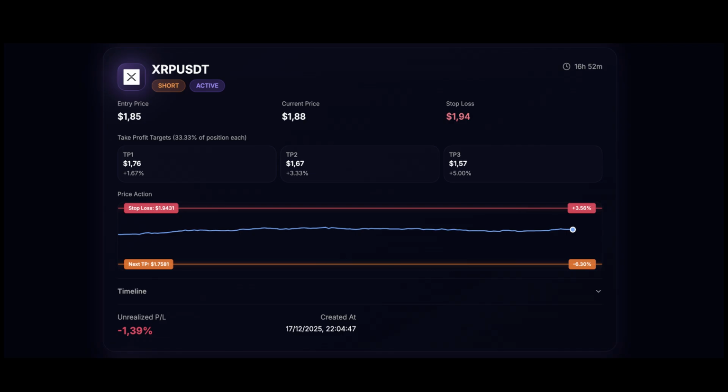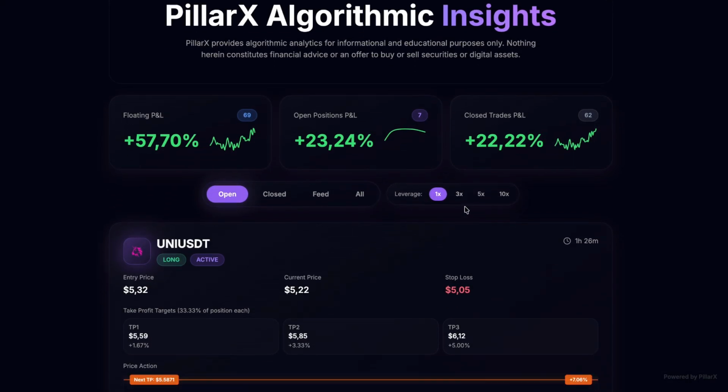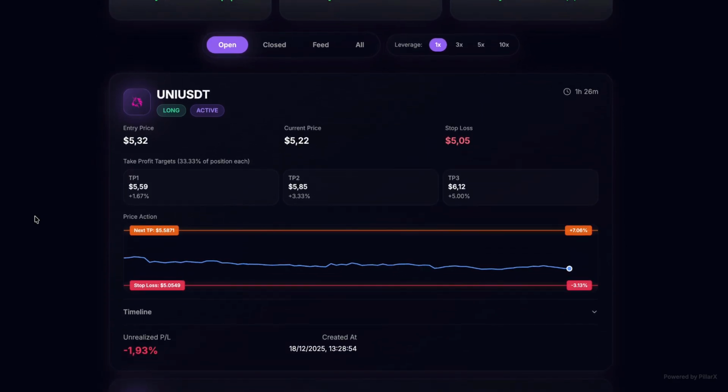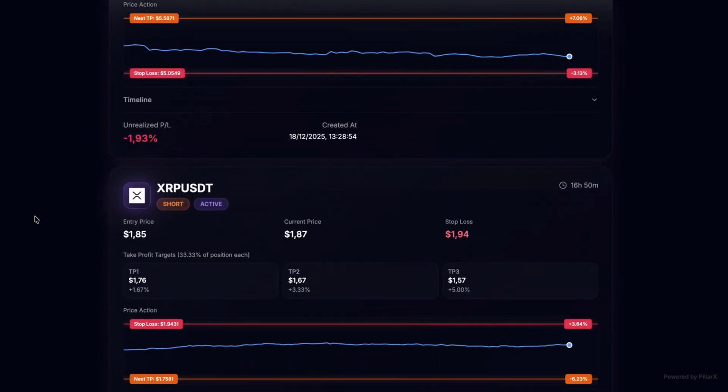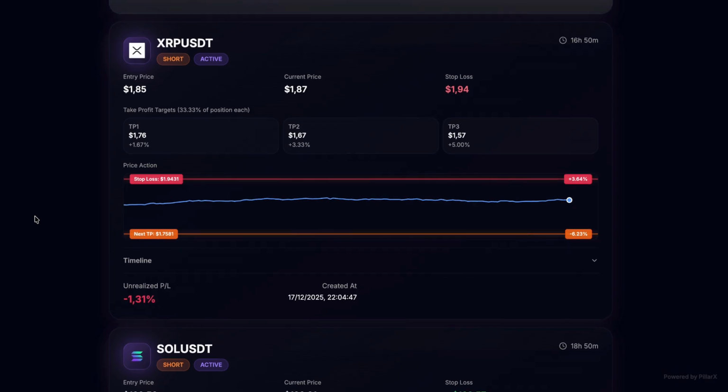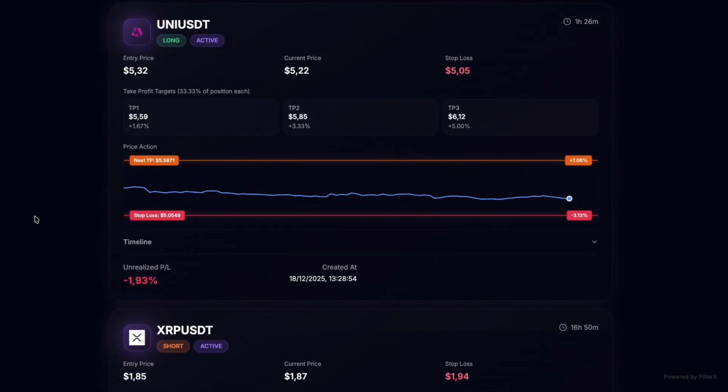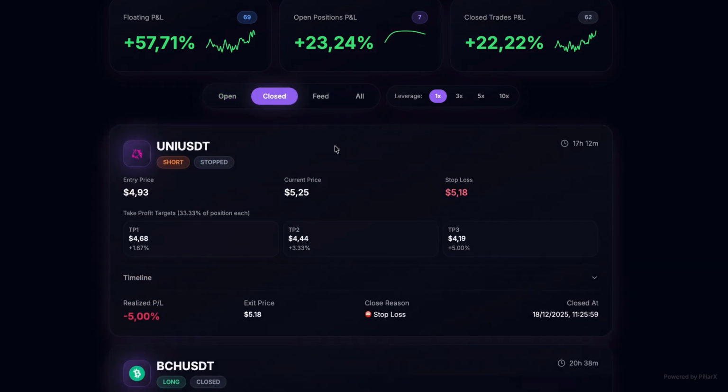Each trade uses 3 take profit targets. Each target closes 33.33% of the total position. That means take profit 1 closes the first third, take profit 2 closes the second third, take profit 3 closes the final third. This approach allows the algorithm to lock in profits early, reduce risk as the trade progresses, and still participate in extended market moves. It avoids the all-or-nothing problem of single take profit trading.